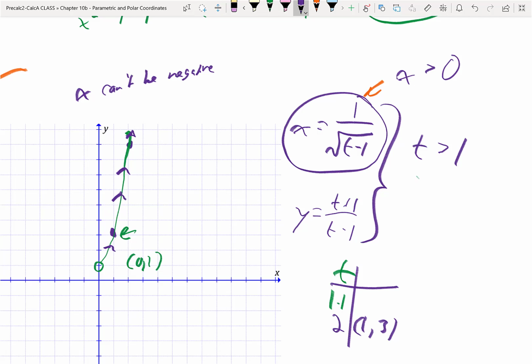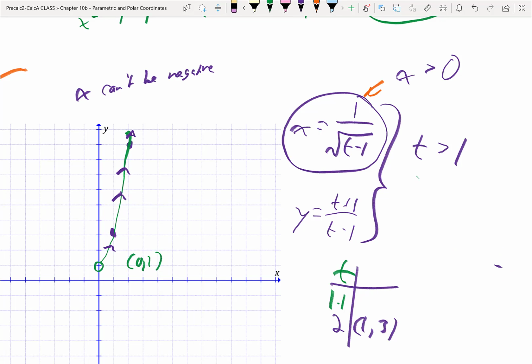Yes, Paige? So wait, can't x not equal 0.5? So why would there be like a line? Oh no, x could be 0.5. But wouldn't that be negative? Like you can't take the square root of a negative. Well, x can be negative. t can't be 0.5, but x could be 0.5. If I had x be 1/2 equals 1 over root t minus 1, that would occur when t is equal to 5.